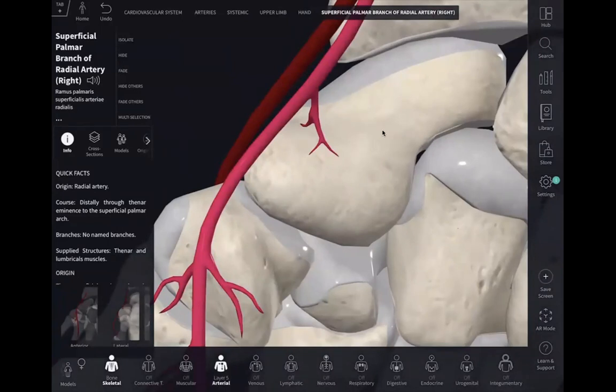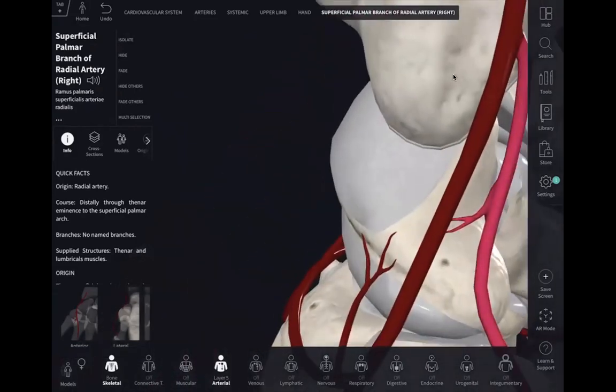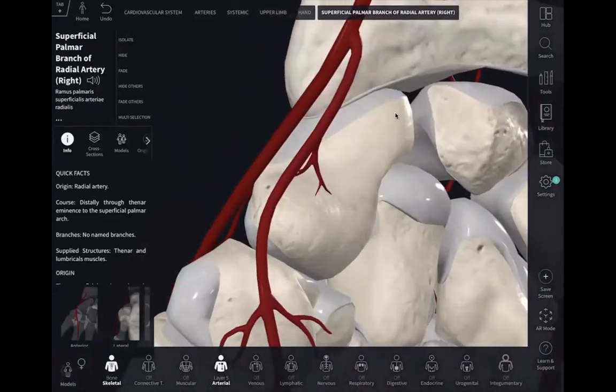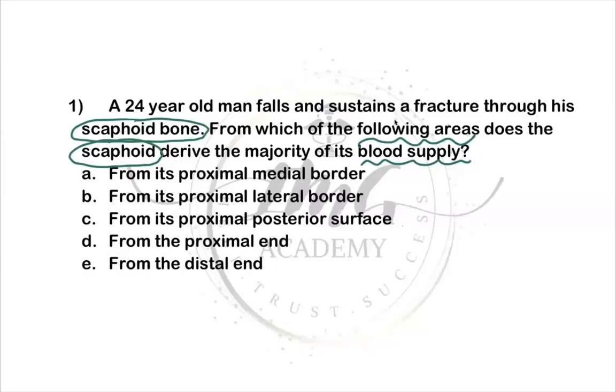So now, if you're going to have a fracture at this place, what will happen to the proximal area? There will be avascular necrosis, correct? Okay, so we get to know about the blood supply of the scaphoid. Now, go and read the options.